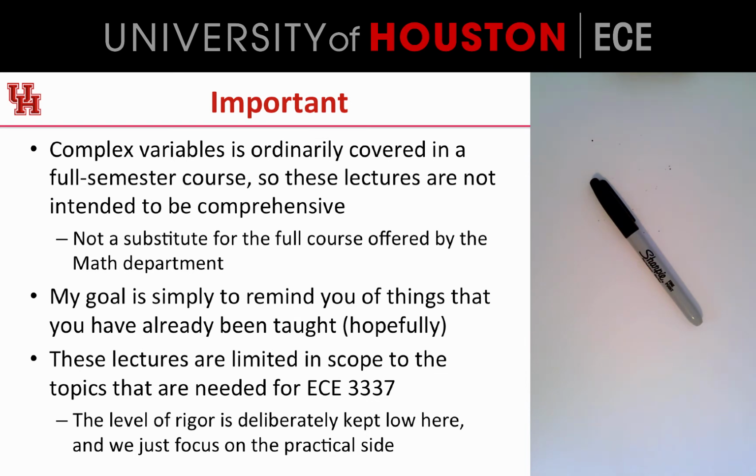Again, I've been repeating this over and over again, but in case you got to this third part without having looked at the other parts, I wanted to remind you that complex variables is ordinarily a full semester course, or probably multiple semesters long, depending on how deep you want to get into the subject. So these lectures are not intended to be comprehensive. They cannot pretend to be. They are not a substitute for a full course, especially something that would be offered in a mathematics department. My goal here is to simply remind you of things that hopefully you've already encountered.